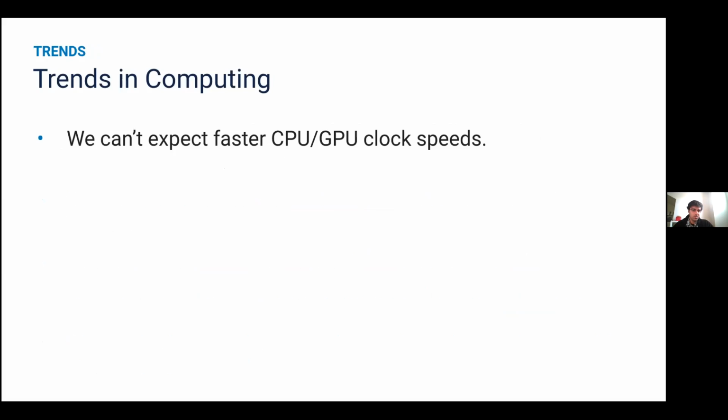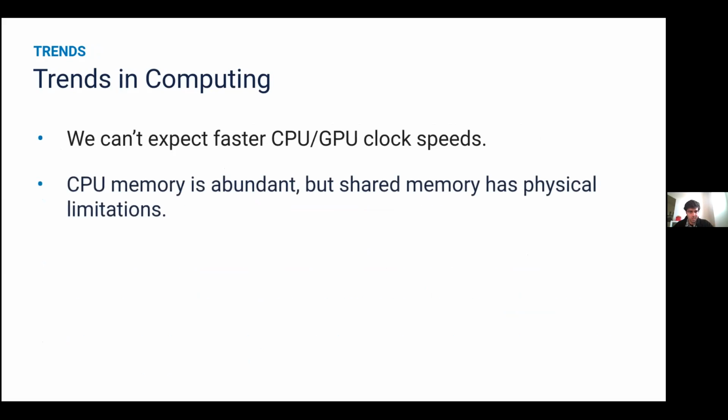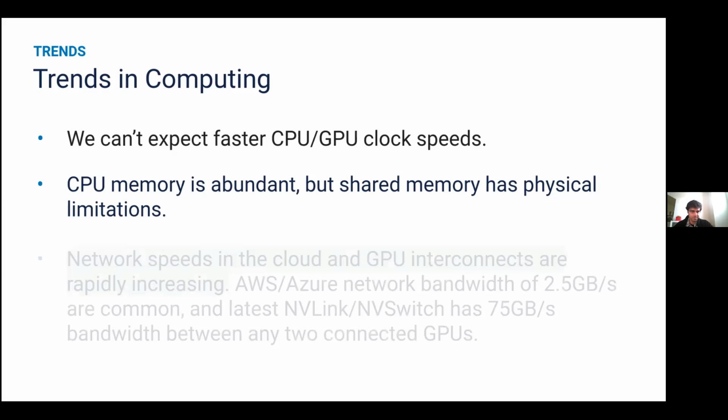So it makes sense to examine some of the trends, and this is what we did when we were thinking about NumS. We see that basically we can't expect faster CPU and GPU clock speeds. That's pretty clear. CPU memory is abundant, but shared memory has physical limitations. And here what I mean by that is you can achieve more shared memory, but you have wires that you have to deal with. And of course, there's wires even in a distributed setting, but creating large shared memory devices, I believe, would be extremely expensive and not very accessible.